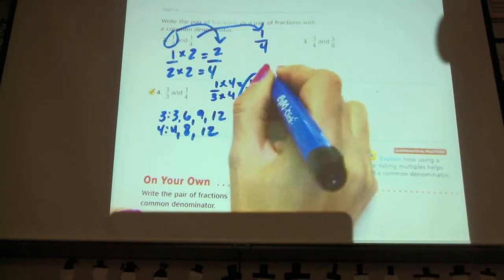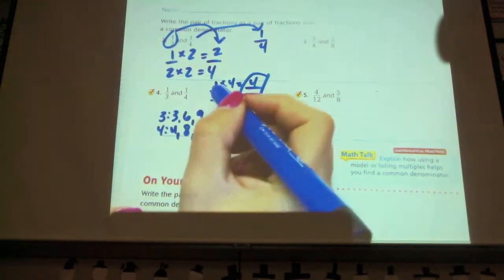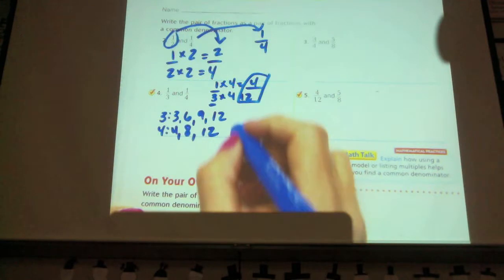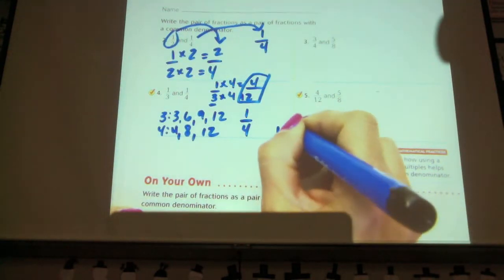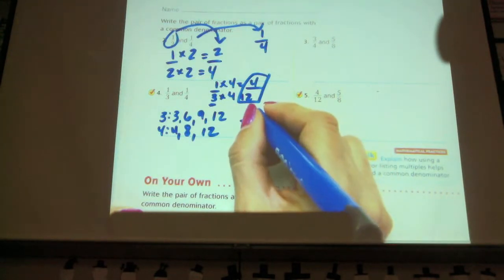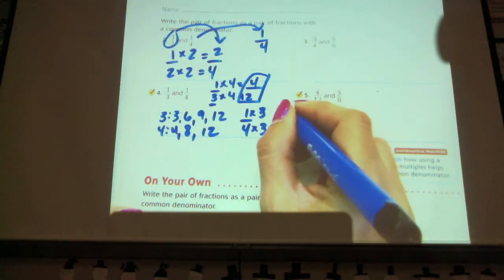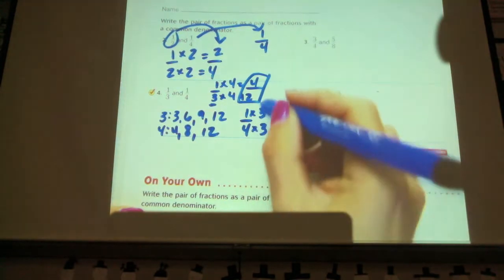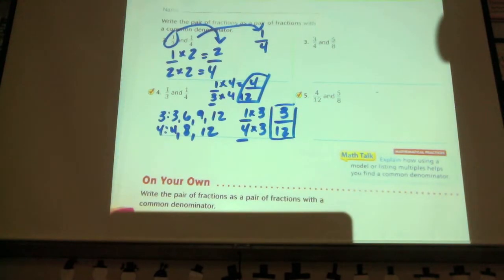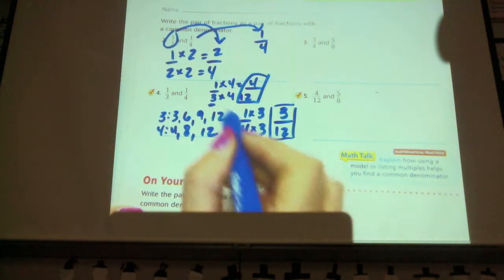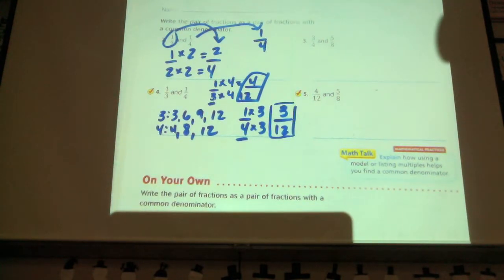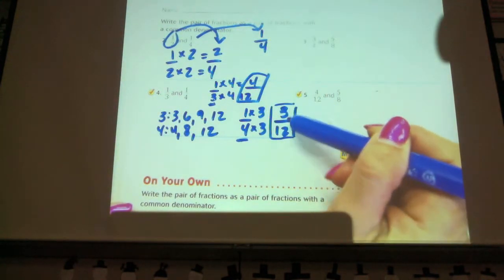So this is one of my fractions, 4/12. That's this fraction. And now I have to change 1/4 to be 12ths. What am I going to multiply the 4 times? 3. And what am I going to multiply the 1 times? So this is my fraction that goes with this fraction. These two are equivalent. These two are equivalent. So if I'm looking at 1/3 and 1/4, I have 4/12 and 3/12.